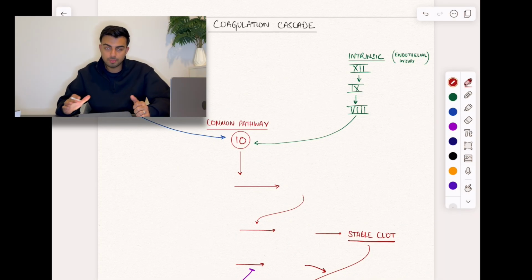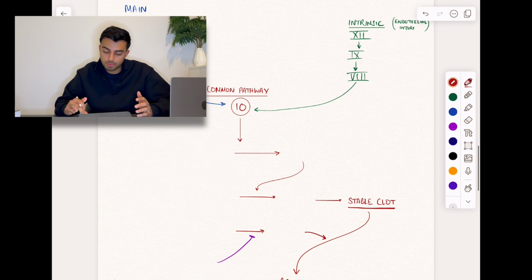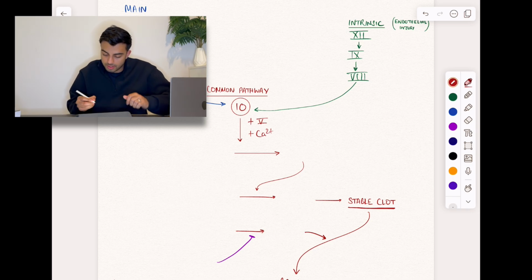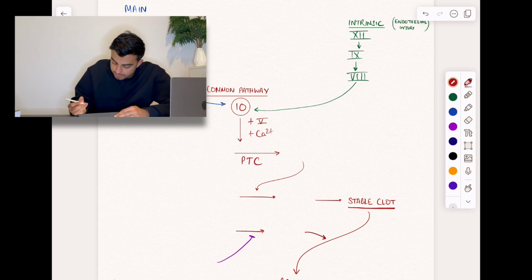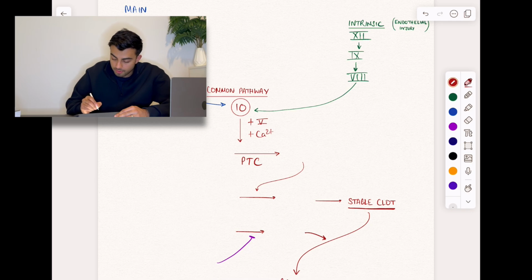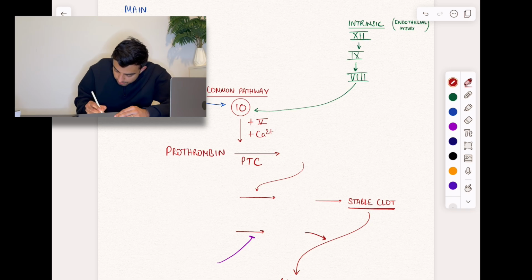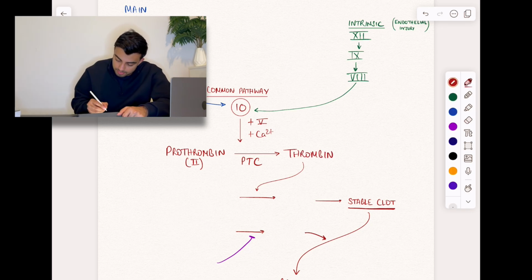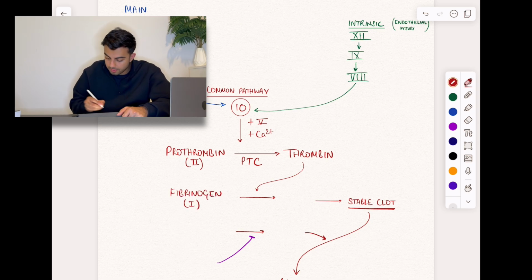From here onwards, the common pathway takes over, and the common pathway is where factor 10, along with cofactors of factor 5 and calcium, form something called the prothrombinase complex. This is formed by factor 10 plus factor 5 and calcium along with prothrombin, which is also known as factor 2. The prothrombinase complex forms and creates thrombin. Thrombin goes on to convert fibrinogen, which is also known as factor 1, to fibrin.